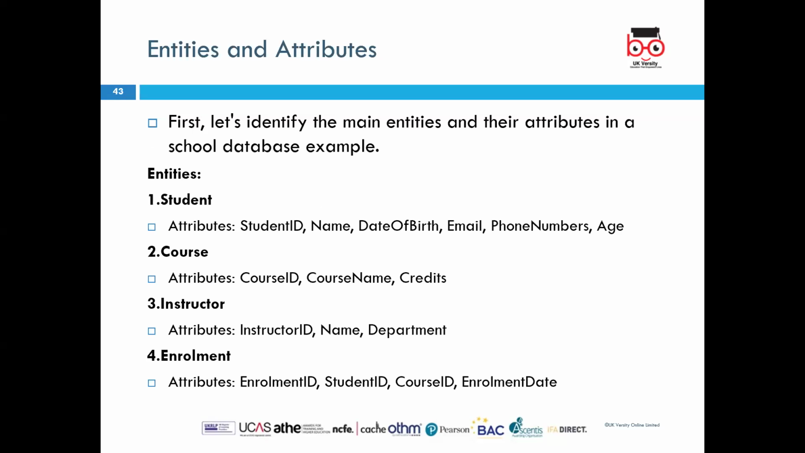So with entities and attributes, we now have to identify our main entities and then attributes in the school database. So our entities are going to be student, courses, instructor, and enrollment. Each of them will now have their own attributes: student ID, name, date of birth, course ID, course name, instructor ID, name, department, and enrollment ID and student ID.